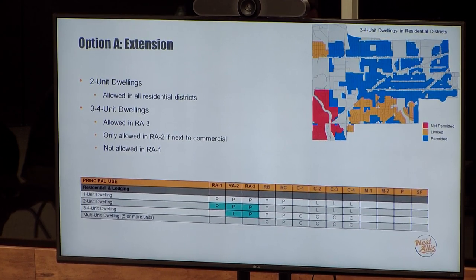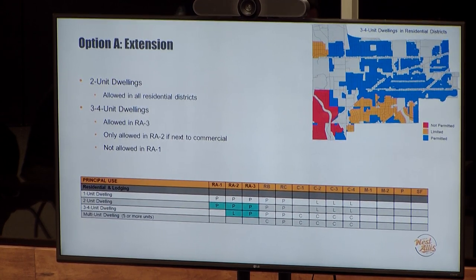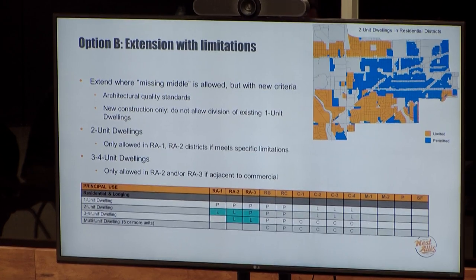One thing from a zoning perspective, the form and function of a duplex and a single unit dwelling are pretty much the same. They look pretty much the same. They function pretty much the same. So that's why we would allow those in RA1, but not the 3 to 4 unit building.